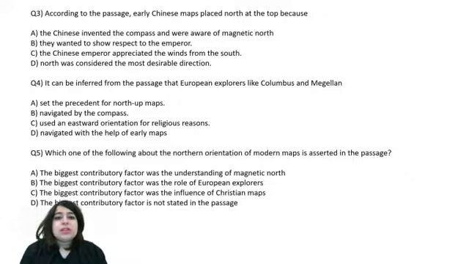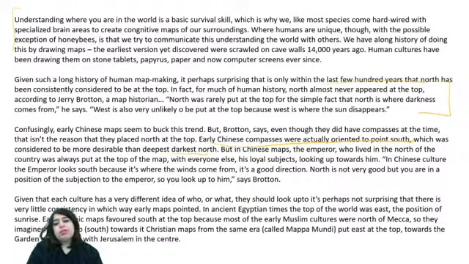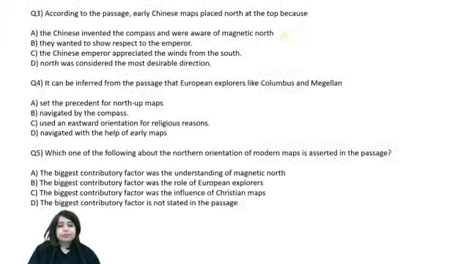It says, according to the passage, early Chinese maps placed north at top. Why? Because they invented the compass and they were aware of magnetic north. They never invented the compass. It is just written that they had the compass. So, they were actually oriented to point south, which was considered to be more desirable than the deep darkest north. So they wanted to show some respect to the emperor, or the Chinese emperor appreciated the winds from the south.